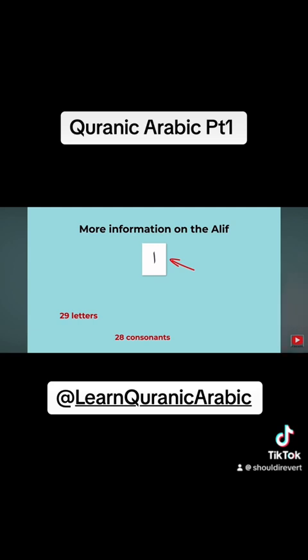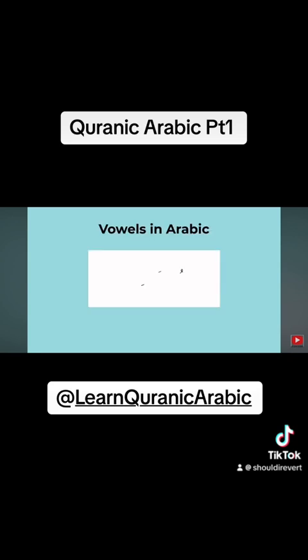Now, how many vowel signs, brother, in Arabic language? Only 3. Dhamma, Fatha, and Kasra. Are you with me, brother? Dhamma, Fatha, and Kasra. Now remember, these are short vowels. Okay, they are short vowels.